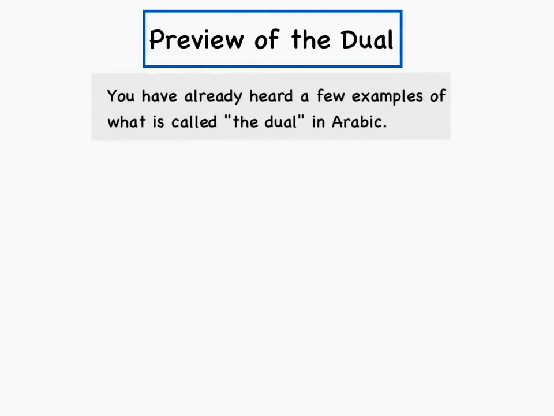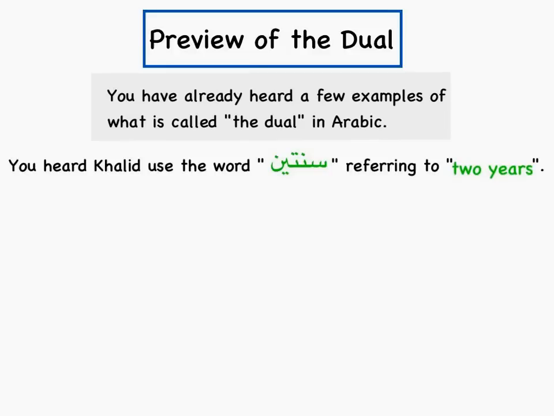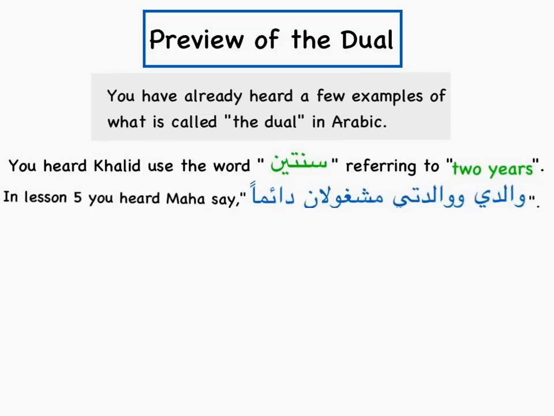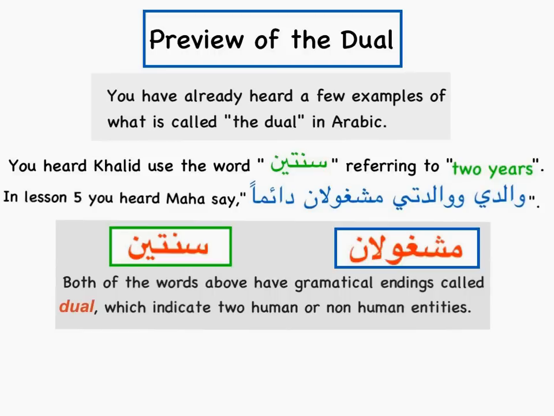Preview of the dual. You have already heard a few examples of what is called the dual in Arabic. You heard Khalid use the word سنتين, for example, referring to 2 years. And in lesson 5, you heard Maha say والدي ووالدتي مشغولان دائما. مشغولان and سنتين have grammatical endings called dual, which indicate two human or non-human entities.